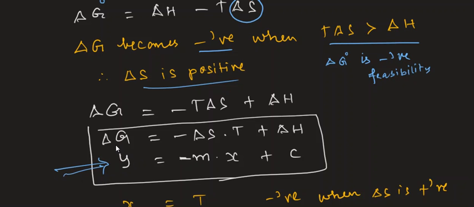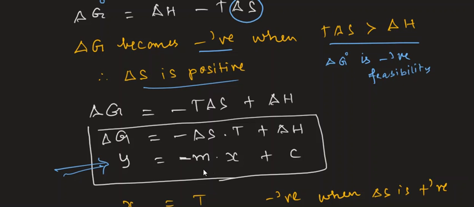So that is why he got that equation, that straight line, by taking temperature on the x-axis and delta G on the y-axis. So when he plotted this graph, he was able to get the graph, but he was able to get the negative slope for certain cases, as I already mentioned.